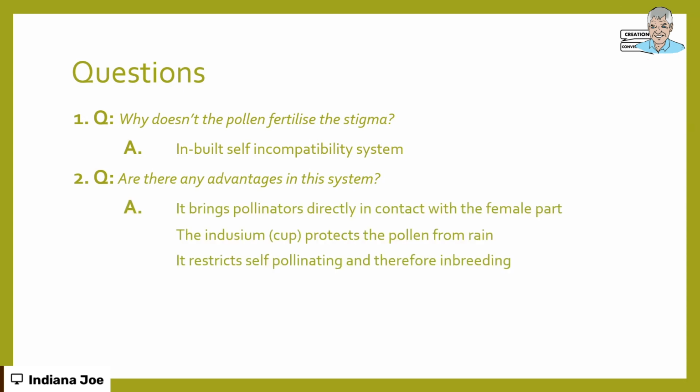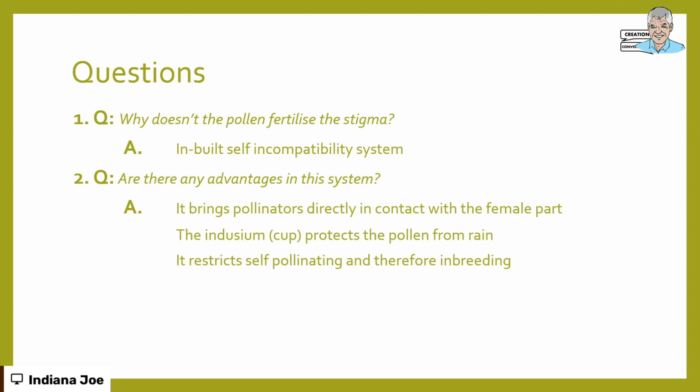There you go. And it also brings the pollinator, like the insect, directly to the female part. So if it's got pollen from a different flower already on the insect, then it's directly in contact with the female part and increases the chance for fertilization.